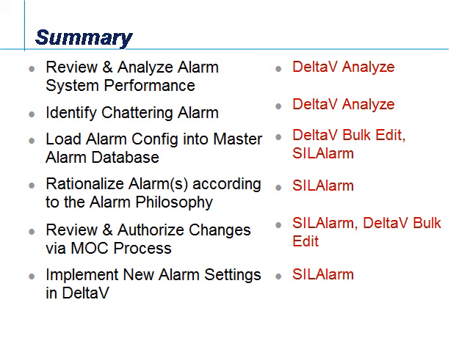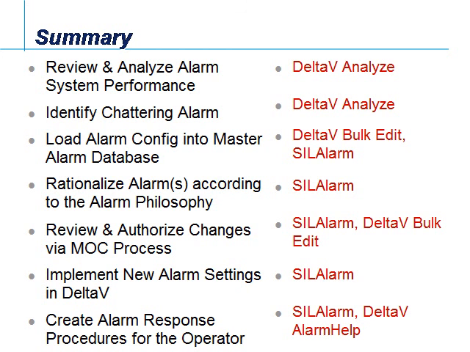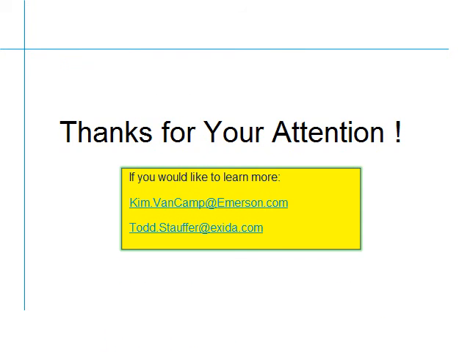Then we rationalized the alarms using SILAlarm, did a review and authorization process using MOC, then we exported the information so that it can be implemented in DeltaV, and then last but not least, created alarm response procedures using the Alarm Help subsystem for the operator. So we identified a poorly performing alarm, corrected it, got the operations team involved in recording the information on how that alarm should be responded to, and then made that information available online to the operators.